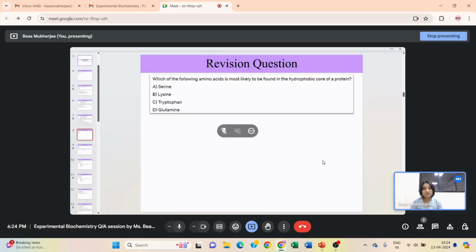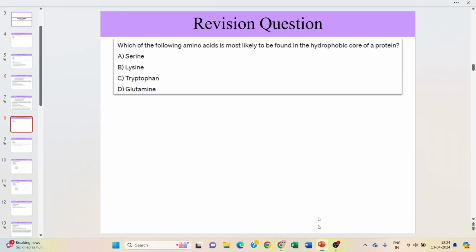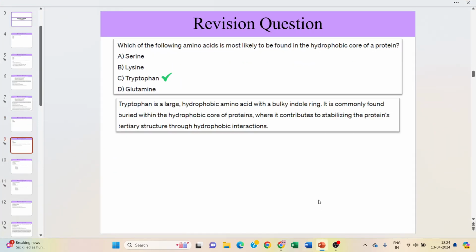So that brings us to the next question, which is, which of the following amino acids is most likely to be found in the hydrophobic core of a protein? So which one do you think is found in the hydrophobic core of a protein? Well, tryptophan is the right answer. Tryptophan is a large hydrophobic amino acid with a bulky indole ring. It is commonly found buried within the hydrophobic core of the proteins, where it contributes to stabilizing the protein's tertiary structure through hydrophobic interactions. Okay, so what are the other options that we have?